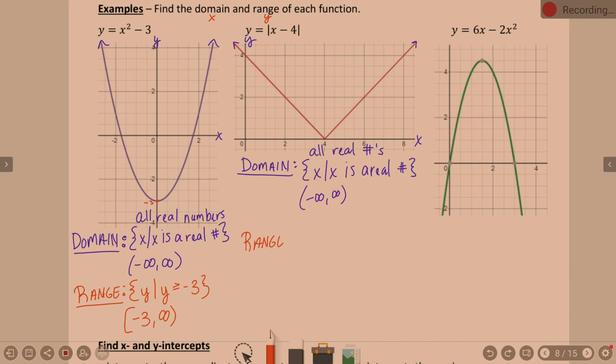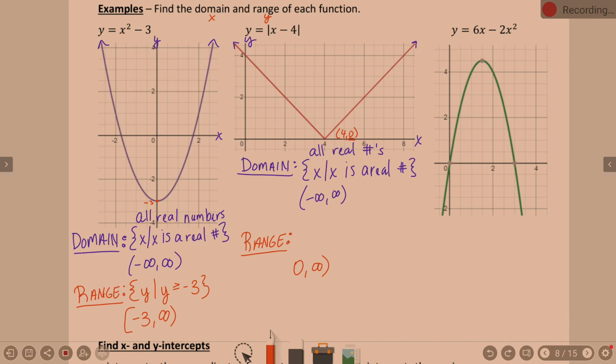What about the range? So range, what directions am I talking? Up and down. So always start at the bottom first. How low does this graph go? In other words, I want to know what's the y value there. And this ordered pair is 4, 0. So what's the y value? Okay, it goes as low as 0. How high does it go? Infinity. So what did you just write? Did you just write interval notation? Yeah. 0 to infinity. Infinity always uses parentheses.